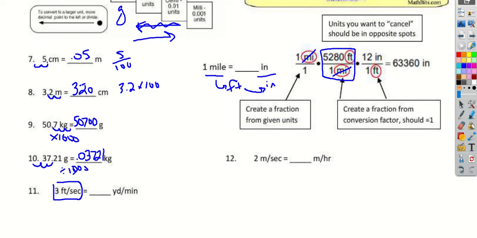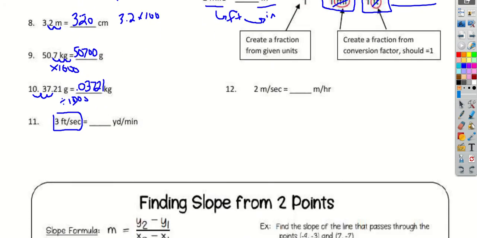All right. Then I'm going to convert feet to inches. So I do another fraction with another conversion factor. I put feet on the bottom, so the feet will cancel, and I get left with inches. So it's 1, and then I just multiply. 1 times 5,280 times 12, and the bottom is just 1, and I get left with 63,360 inches.